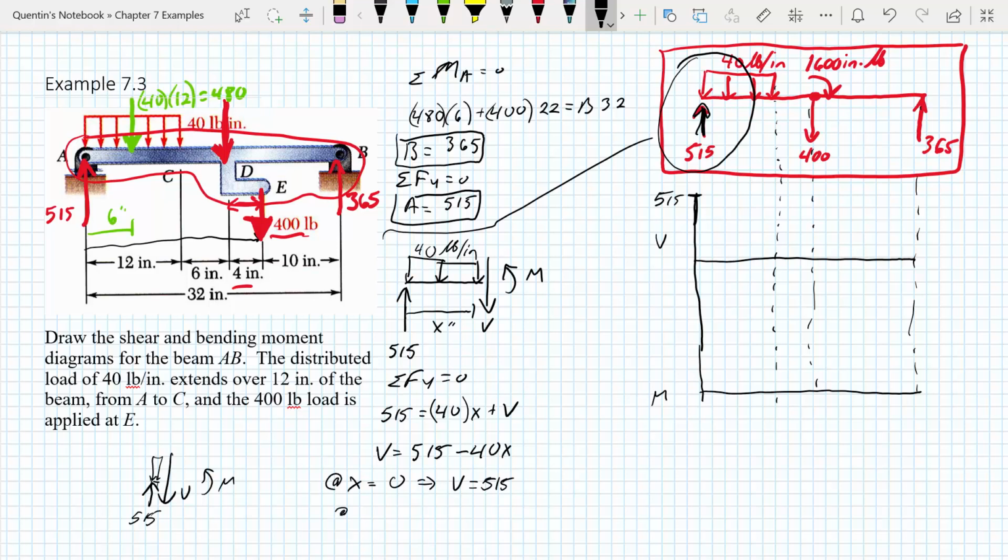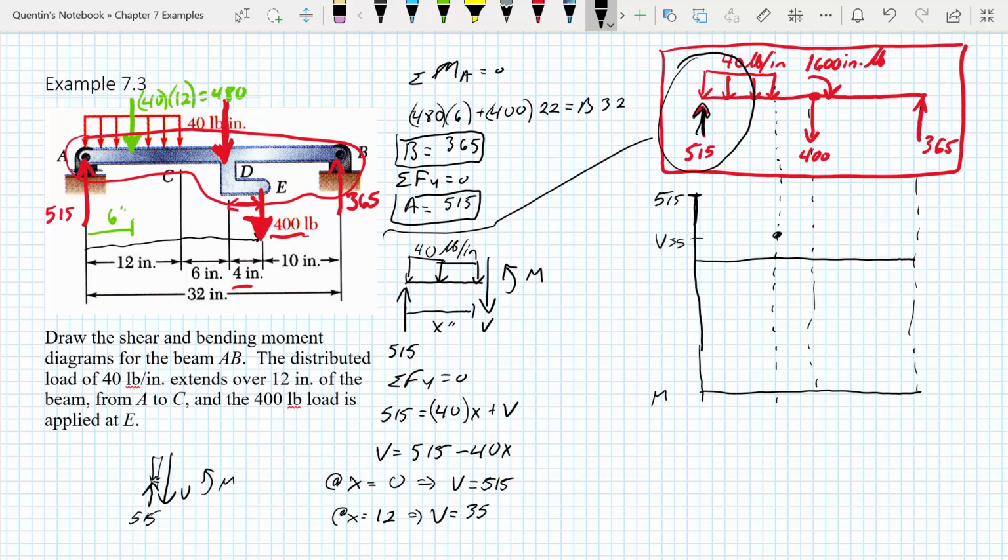Okay, what about at x equals 12? This is only valid until x equals 12. So then V is equal to 515 minus 40 times 12. So 515 minus 480 is going to equal 35. That means here at this point, we're going to come down to 35.